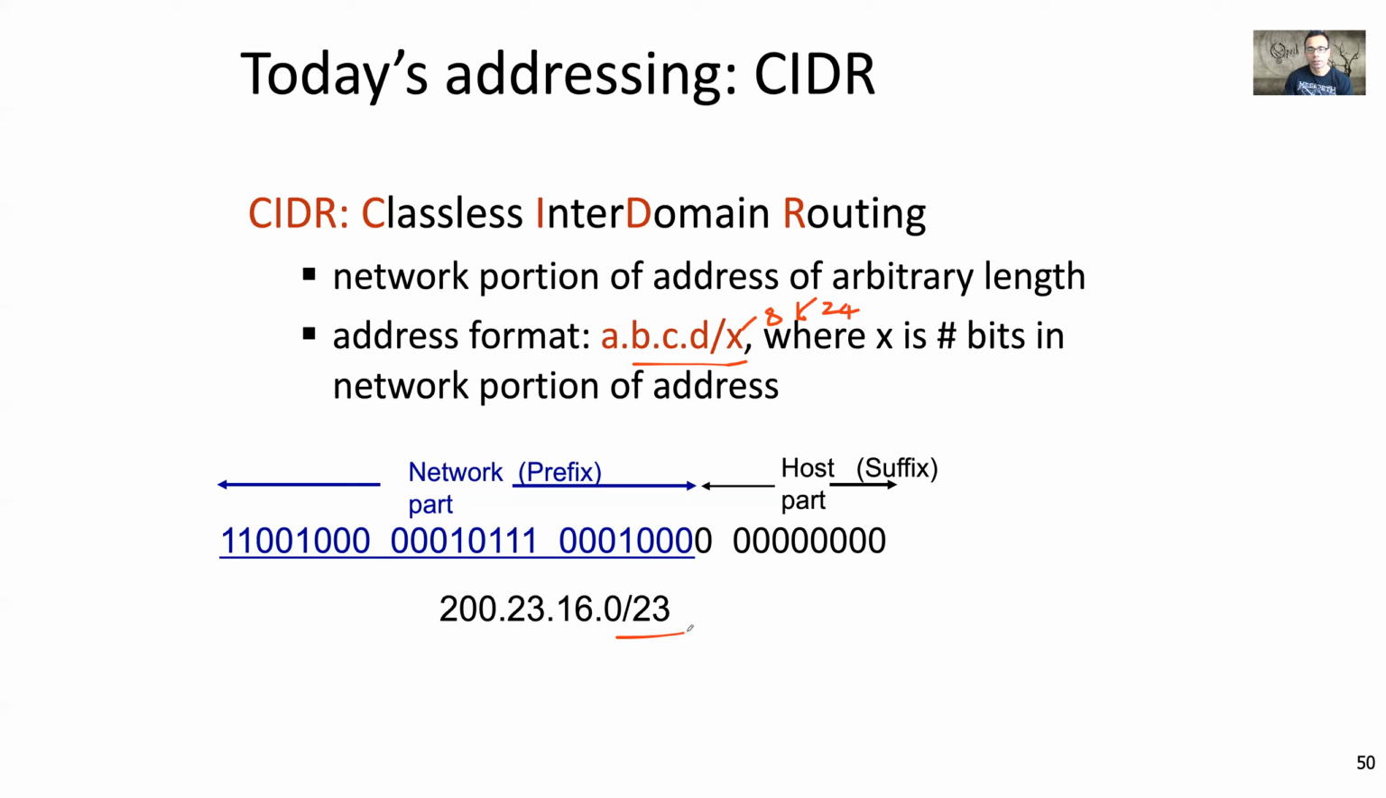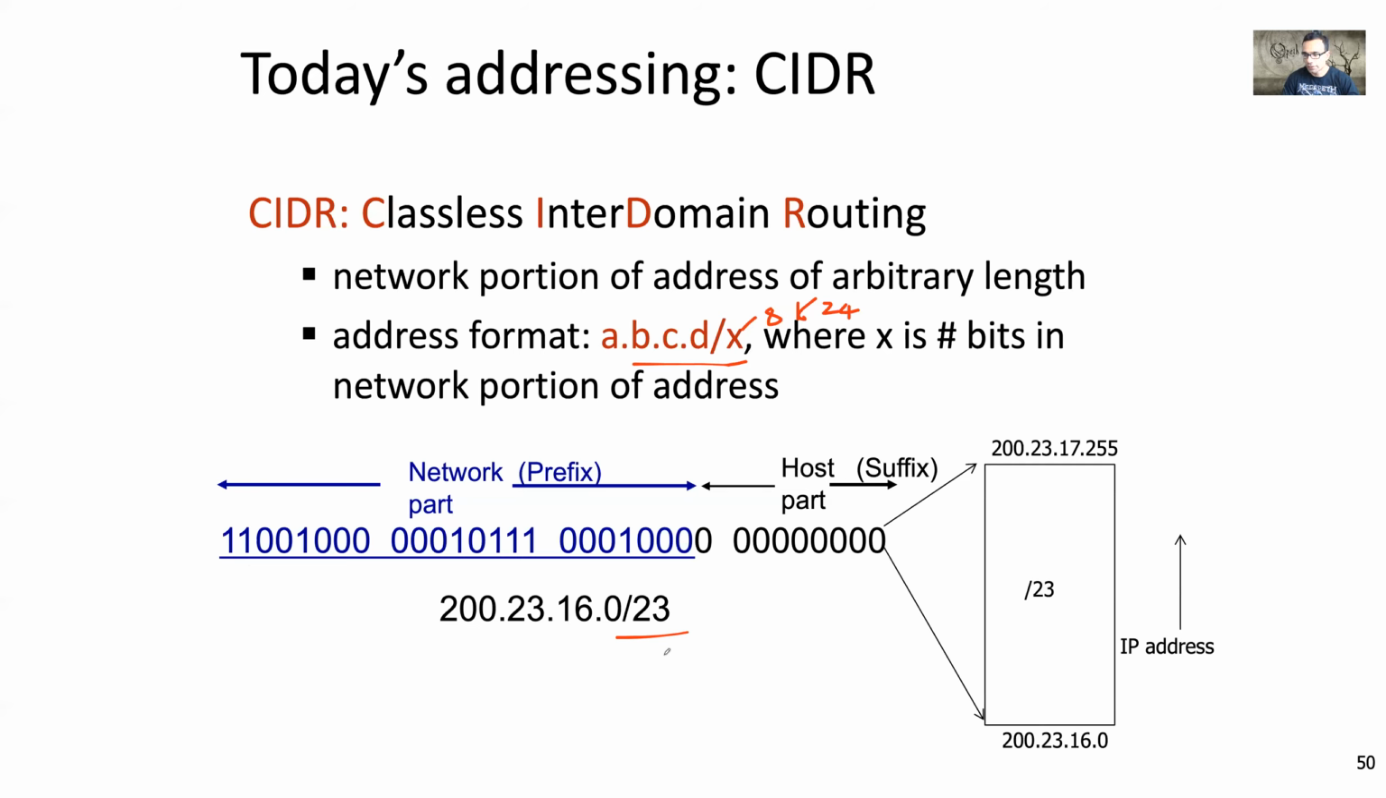So in this example, the /X is /23, which means the first 23 bits make up the network part, and the remaining 9 bits make up the host part. So in this network, how many hosts could you potentially have? Anyone? In fact, there is a question on that. Since we have n bits for the host part, you could have 2 to the power n different hosts, which is 512.